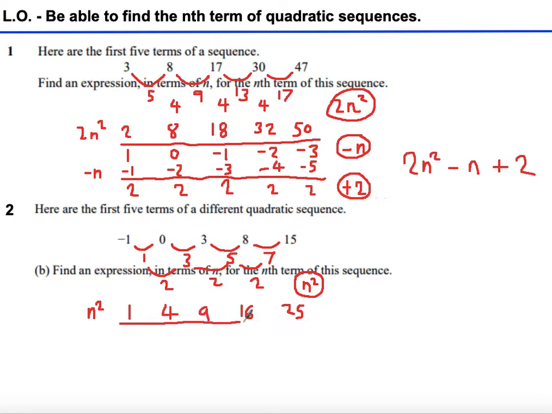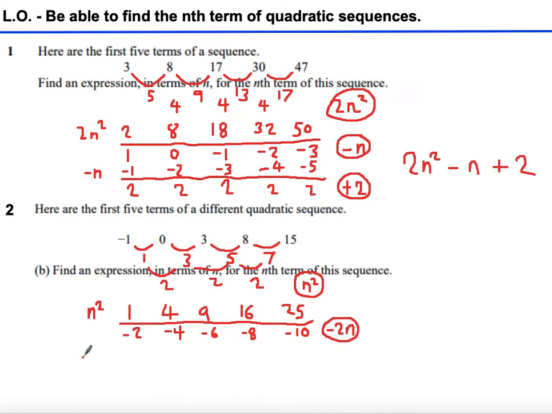So minus 1 take away 1 is minus 2. 0 take away 4 is minus 4. 3 take away 9 is minus 6. 8 take away 16 is minus 8. 15 take away 25 is minus 10. Now you can see here that this sequence goes down in 2, and a sequence that goes up in 2 would be 2n. A sequence that goes down in 2 would be minus 2n. So now we know that minus 2n is part of our sequence.